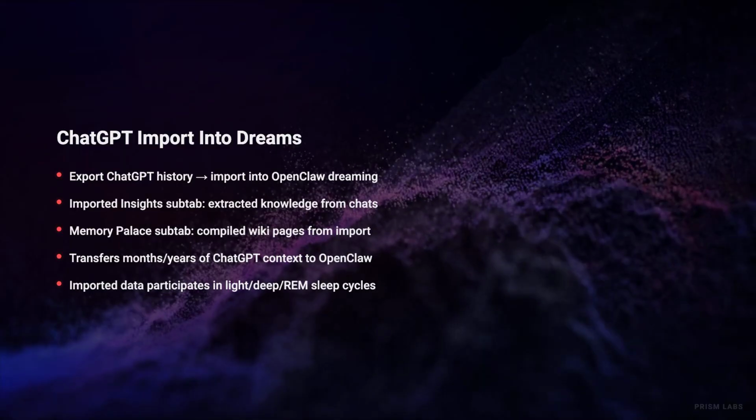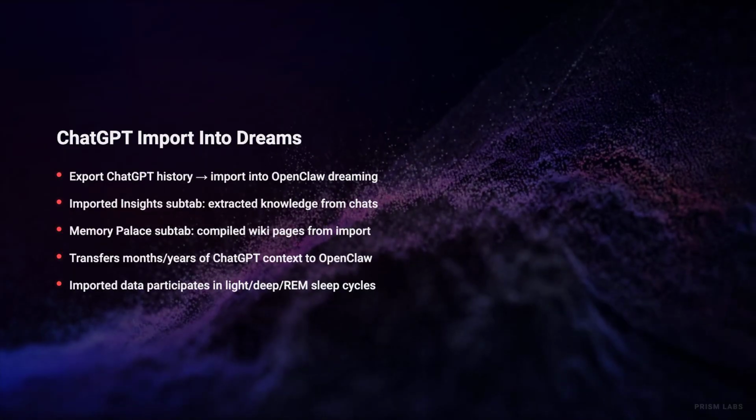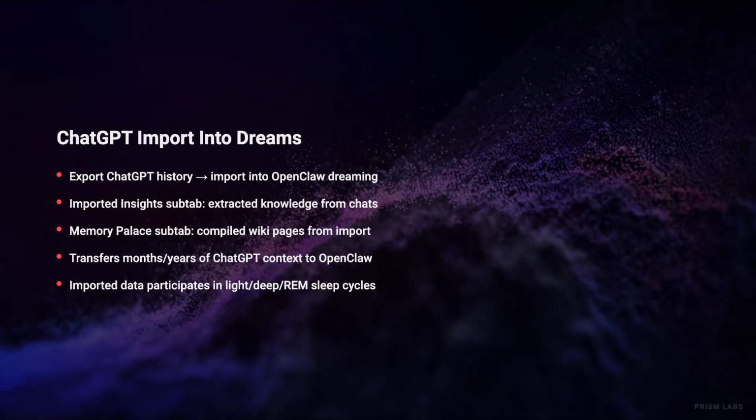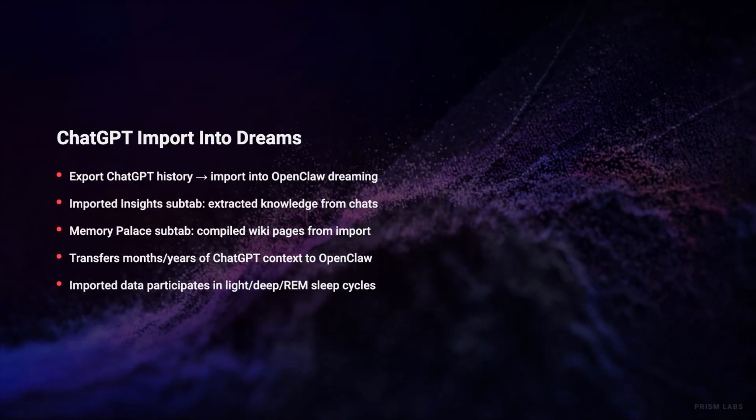This matters because many users have months or years of context built up in ChatGPT conversations: preferences, project histories, technical decisions, personal information the model has learned. Previously, switching to OpenClaw meant starting from zero.